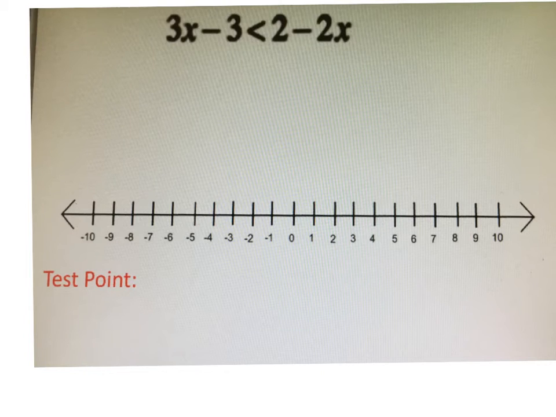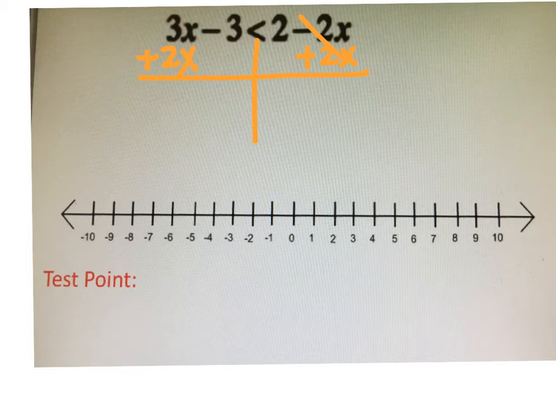Okay, let's try one more. So why don't you guys go ahead and get this one. First thing, let's draw our line down through the inequality symbol. So I don't want x's on both sides, so I am going to add 2x to both sides. So go ahead and add 2x.